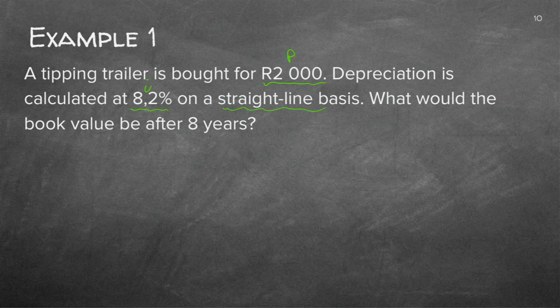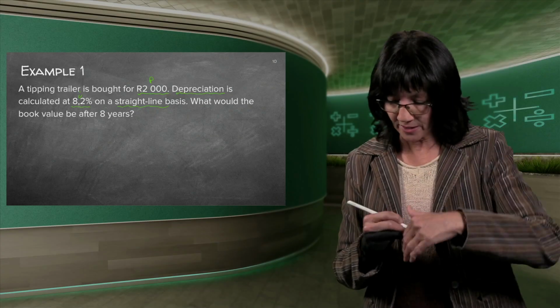Now, I hope you know by now that simple interest is straightforward. That's why we call it a straight line basis. Straightforward, straight line, simple interest, all with the S. And that's why we also saw a straight line on your graph. But it's now depreciation. So if it's depreciation, it's going to decline with a straight line.